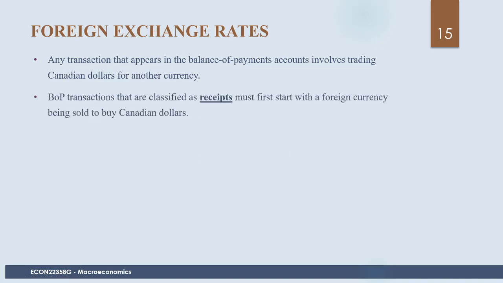And so the balance of payments transactions that are classified as receipts must first start with a foreign currency transaction. If someone is buying an export from us, so if someone buys maple syrup in another country, at some point they're going to need to convert their foreign currency into Canadian currency to make the purchase. In Canada, we use Canadian dollars, so that's what we want to get payment in. And so anything classified as a receipt must first start with a foreign currency transaction where you have foreign currency being sold to buy Canadian dollars.